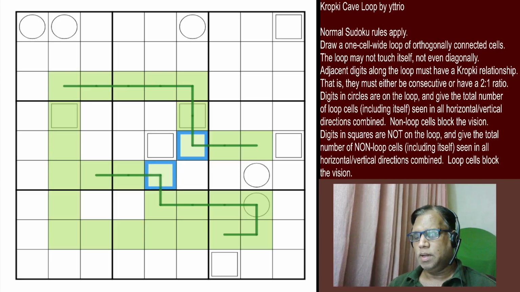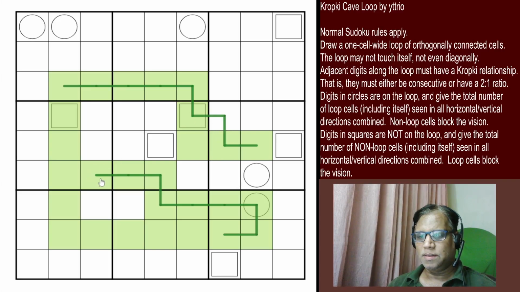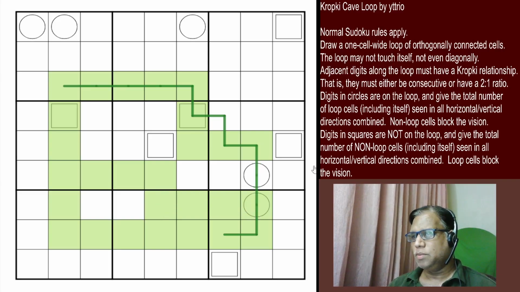The loop should be very straight. In this case, you cannot have this. See, that's the problem with the paint tool. You cannot have something like this. This must be like this. So something like this only we should develop, not even diagonal.